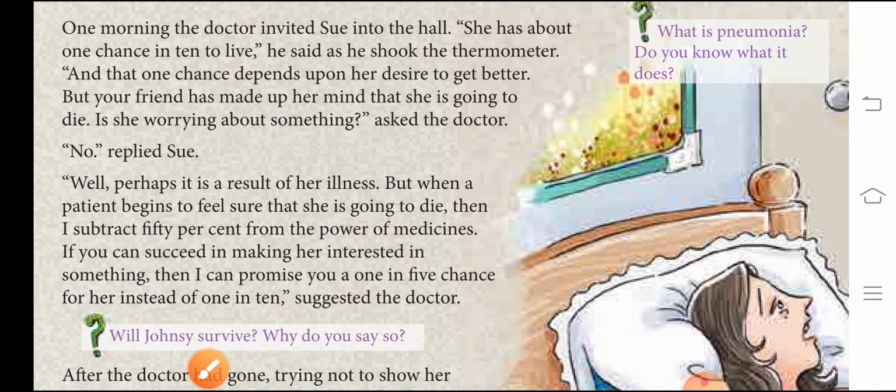When we talk about the third paragraph: one morning the doctor invited Sue into the hall. "She has about one chance in ten to live," he said as he shook the thermometer, "and that one chance depends upon her desire to get better. But your friend has made up her mind that she is going to die. Is she worrying about something?" asked the doctor. The doctor used to visit her daily because she was sick. Sue was the friend of Johnsy, the girl who was sick, right? So when we talk about both of the girls, who was sick? Johnsy was sick, right?